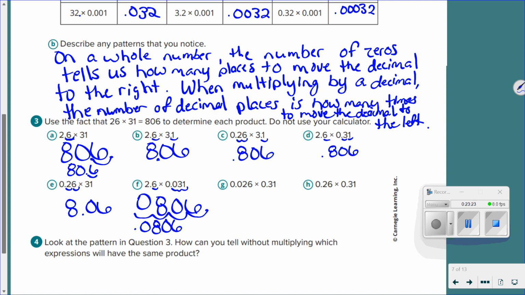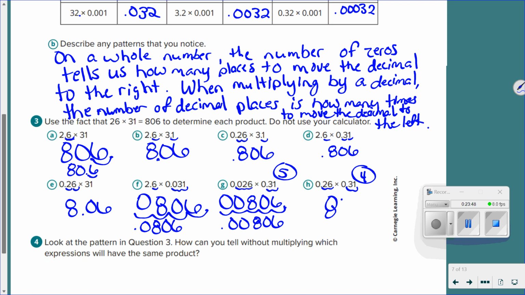All right, this one has how many? 5. So if I'm starting with 806, I know my decimal's after the ones place, and I'm moving it left 5 places, so I need to add 2 zeros. And the last one, I have how many decimal places? 4. So if I'm starting with 806 and I'm moving it 4 places to the left, I need to add 1 zero. Any questions about that?